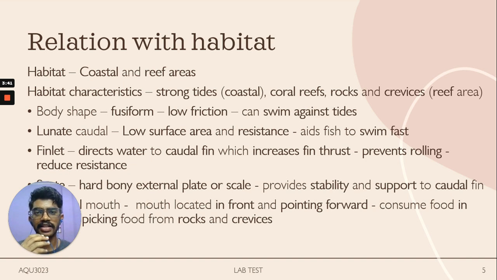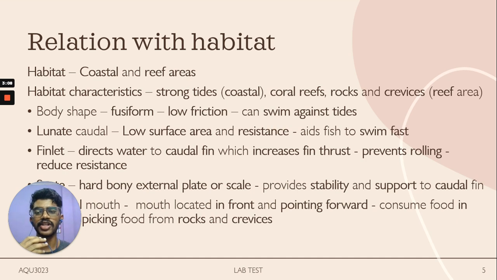Selar crumenophthalmus and Selar boops live in coastal and reef areas, where coastal areas have strong tides and reef areas have coral reefs, rocks, and crevices. So the body shape is the main characteristic which helps this fish survive in its habitat. For example, since these fishes have a fusiform body shape, the fusiform body shape provides low friction, which allows both these fish species to swim against the tide with ease.